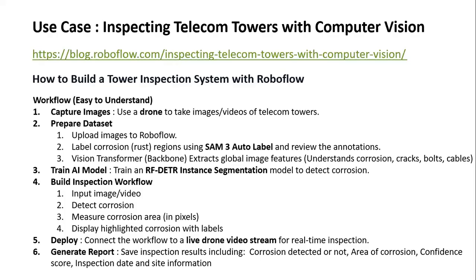So it takes input images or videos, detects the corrosion, and measures the corrosion area, in how many pixels the corrosion has affected. It calculates this and displays the highlighted corrosion with labels and the confidence score. Then deploy this particular project wherever you want. Generate the report of the corrosion detected, how much area of corrosion has been detected, confidence score, inspection date, site information, etc. So this is a use case.